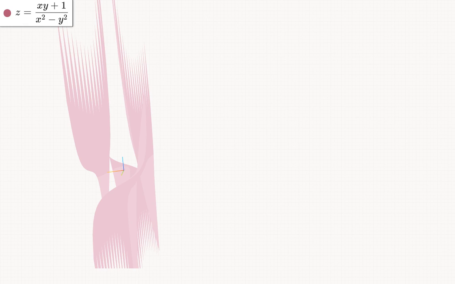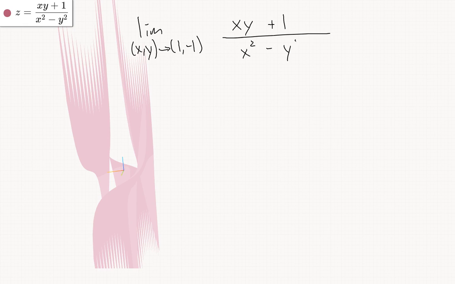All right, here's a second similar example. Let's look at the limit as (x,y) goes to (1, negative 1) of (xy plus 1) over (x squared minus y squared). And we'd better have x not equal to plus or minus y in order for this to be well defined. So let's try approaching this along two different paths and see what we get. So first we'll try along the line y equals x minus 2. And you can see that that does indeed include this point.